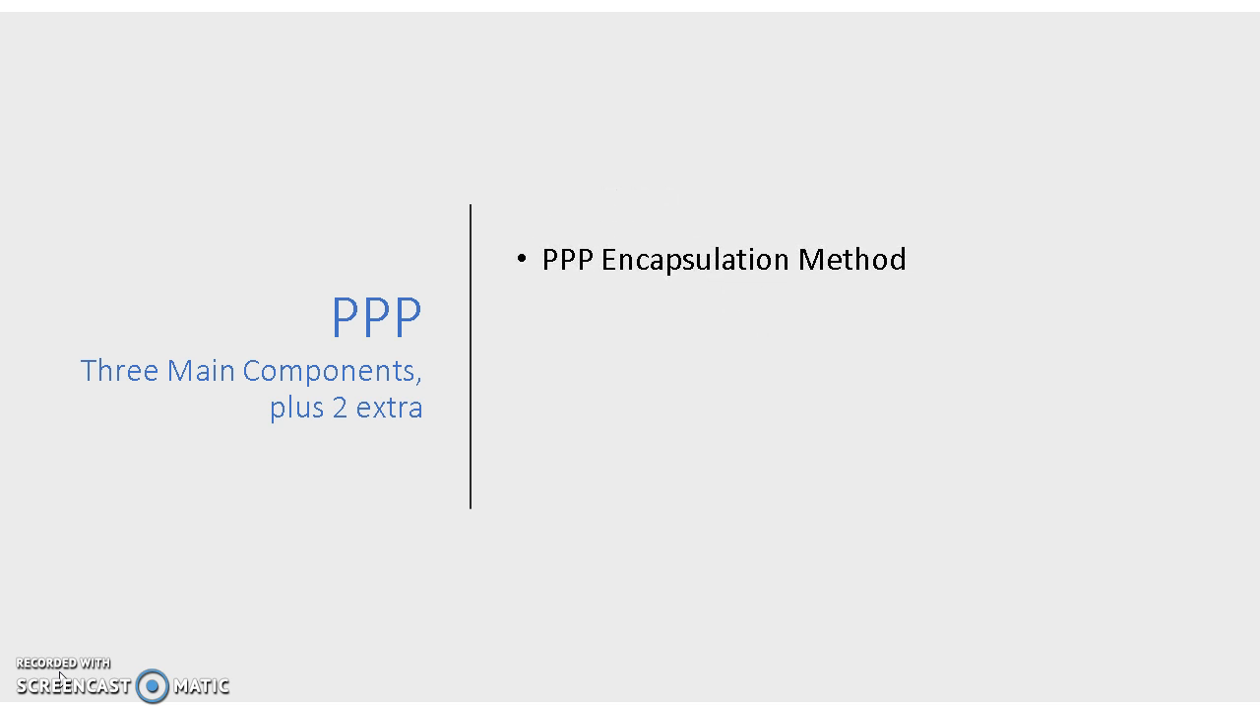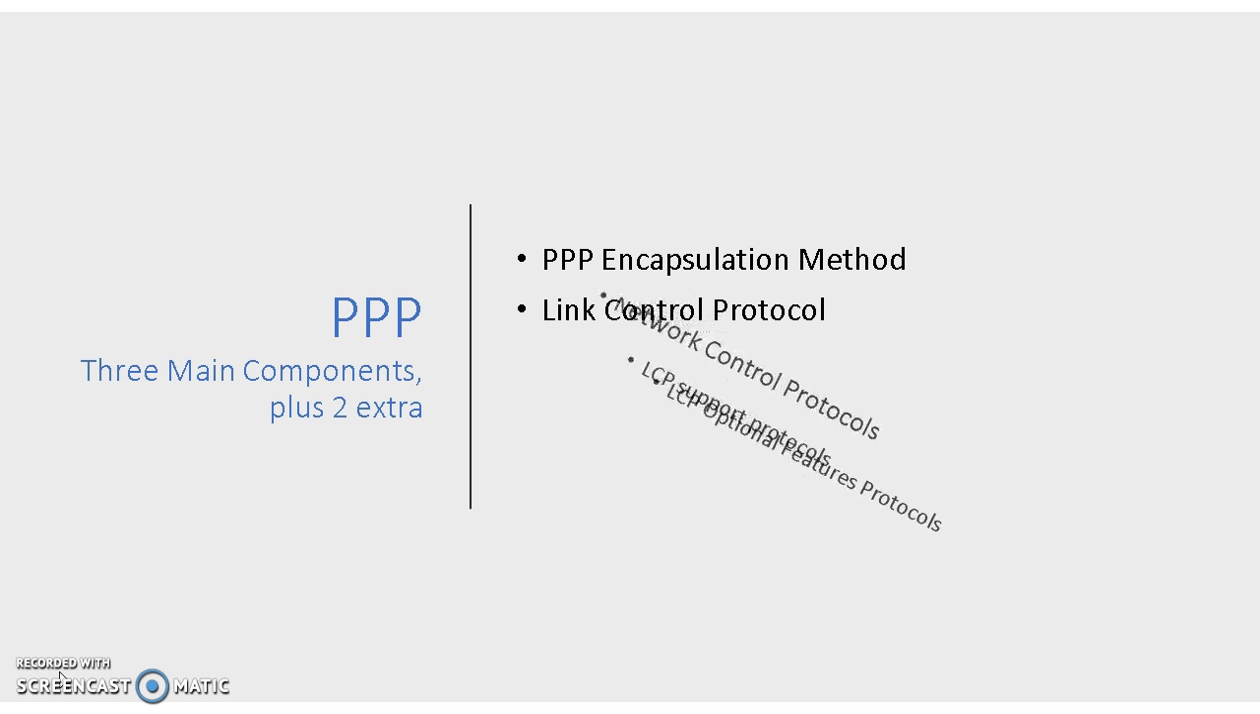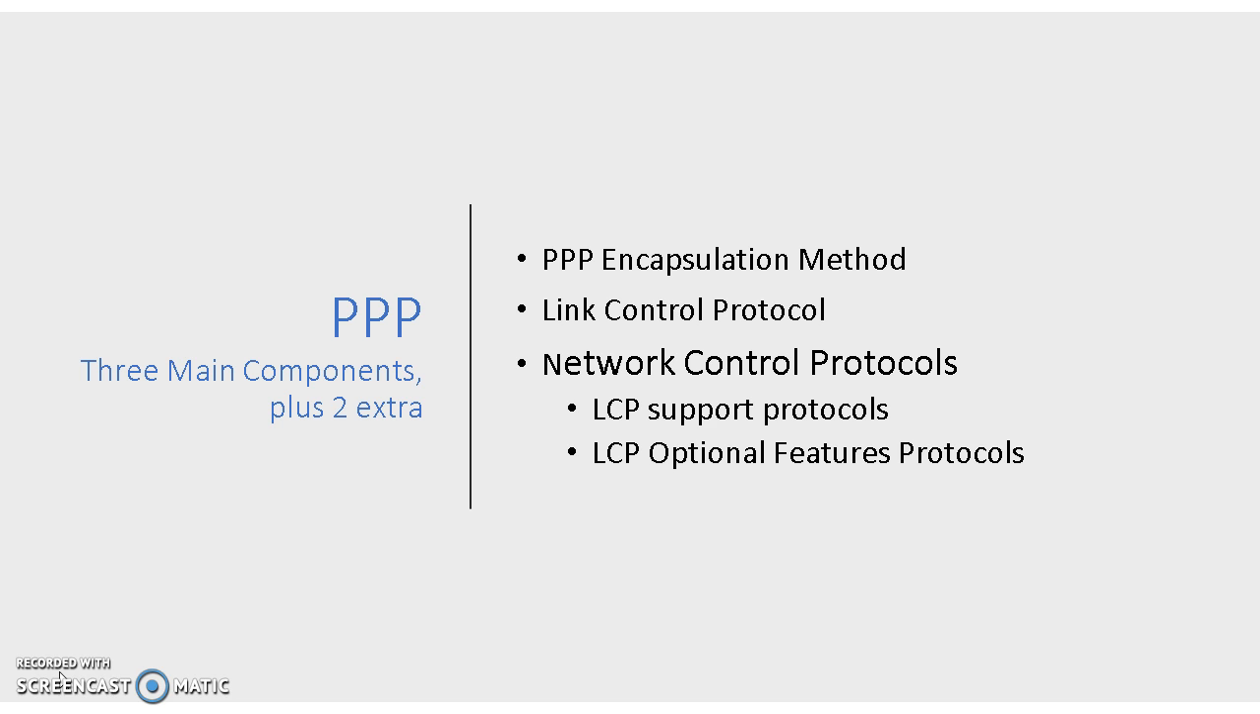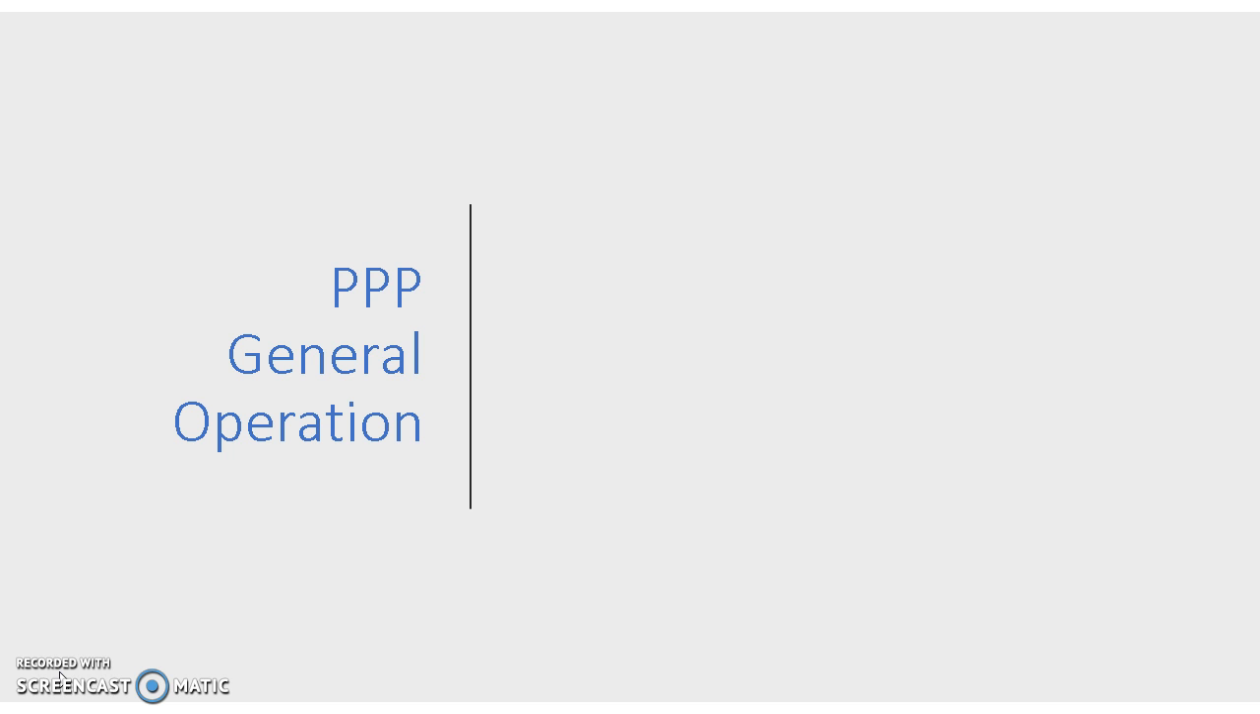They have what they call the point-to-point encapsulation method, where it puts a header and a footer to encapsulate the message instead of sending 1 bit at a time. They call it the link control protocol, network control protocols, and the LCP support protocols and LCP optional feature protocols.